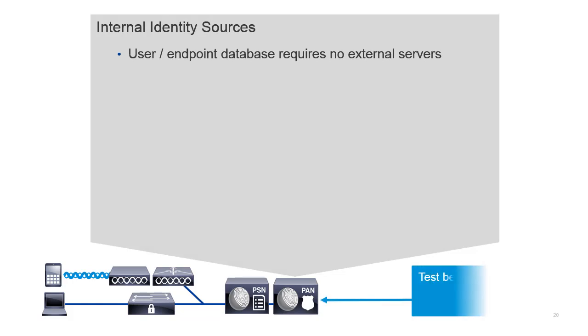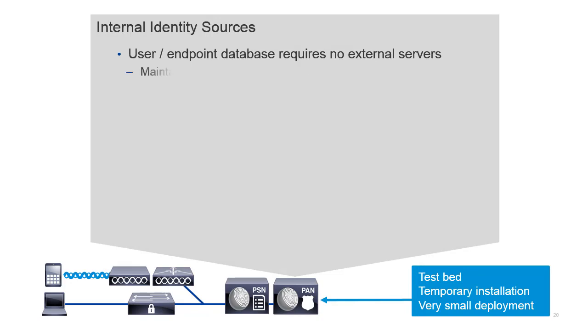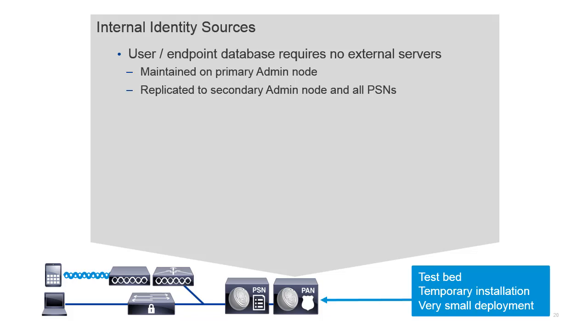Now, this offers a simple way to provision users and endpoints locally on Cisco ISE without need for external identity servers. Now, this is great for test beds, temporary installations, and maybe very small deployments. The local database of users and device endpoints is maintained on the primary admin node, which synchronizes to the secondary admin node and all policy service nodes. For easier management of accounts, assign users and endpoints to identity groups.